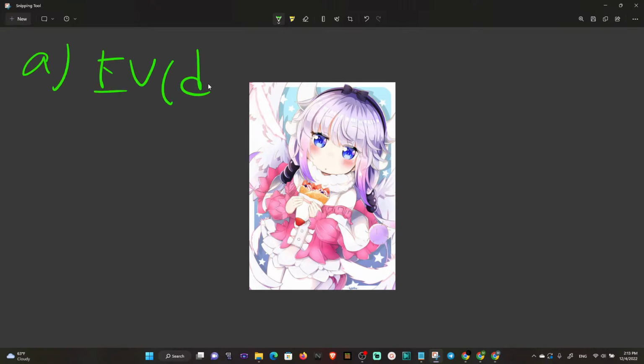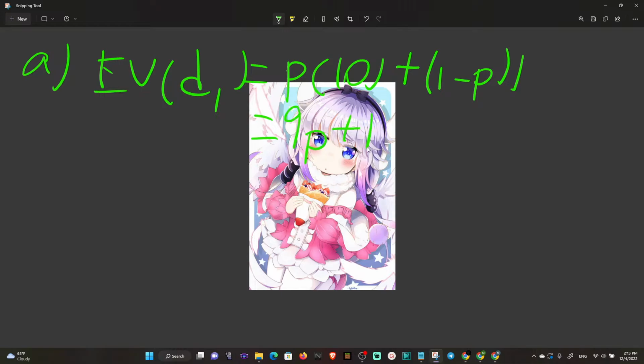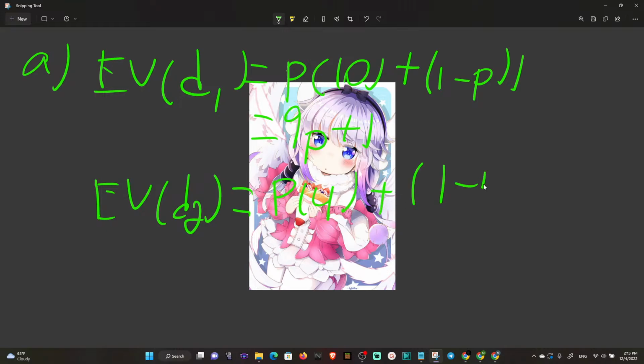EV of D1 is equal to P multiplied by 10 because 10 is bigger than 4, plus open parentheses 1 minus P multiplied by S2, so this will be 1. And if you put that in a calculator, you should get 9P plus 1. Then we have to do EV of D2 is equal to P times 4 plus open parentheses 1 minus P multiplied by 3 because S2 is equal to 3. And if you put that in a calculator, you will get P plus 3.